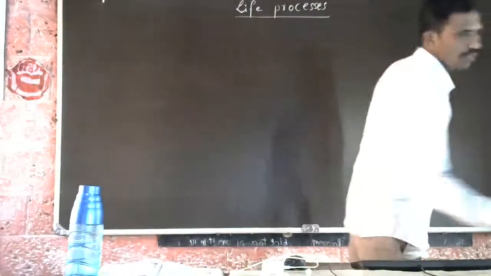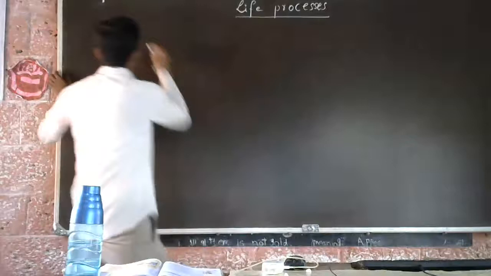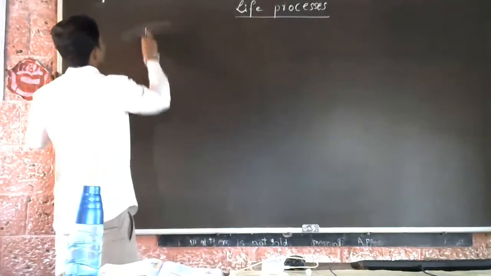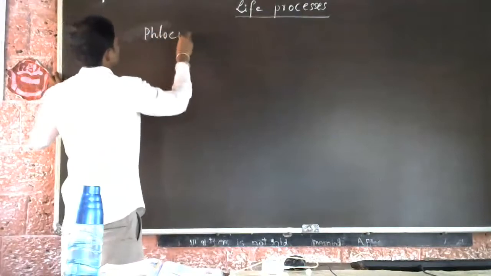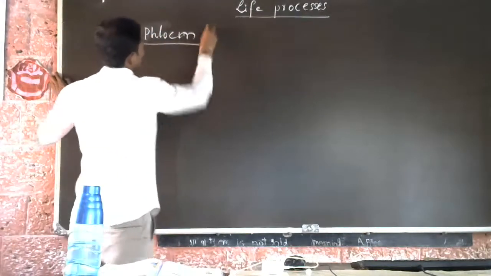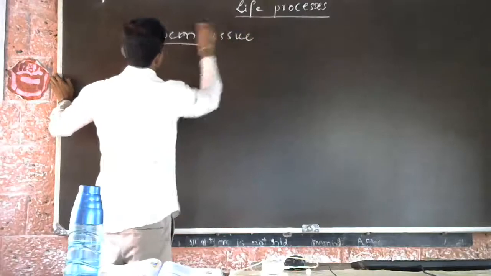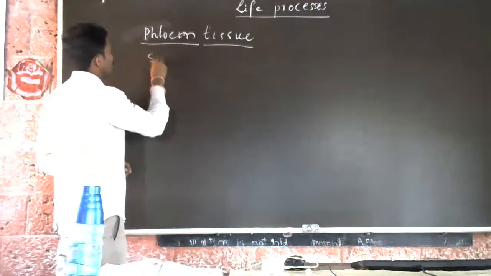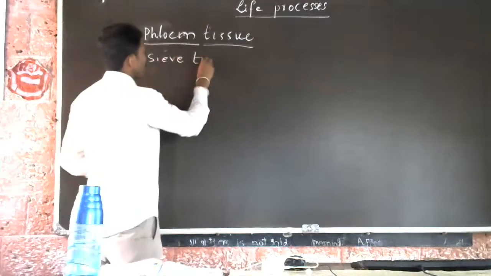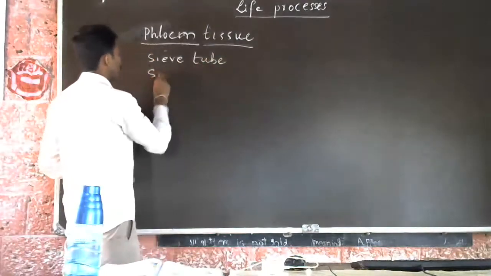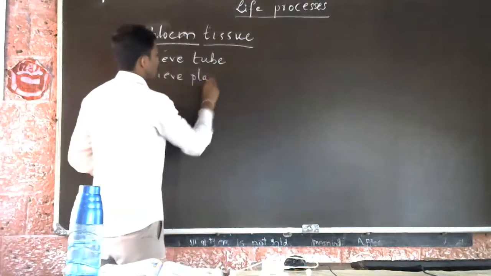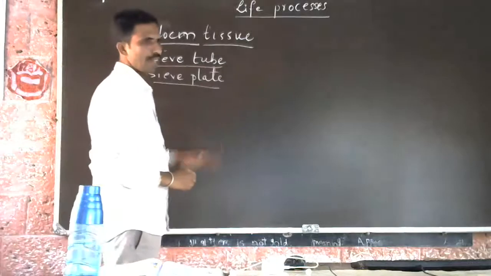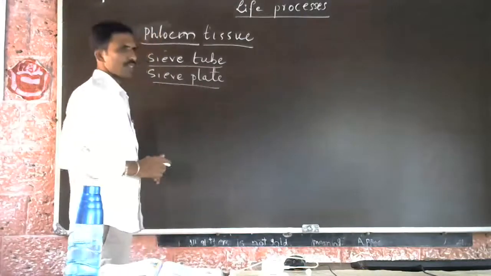So phloem tissue. See, here sieve tubes are there. Sieve tubes are very necessary, and sieve plates are there. These are the two cells which mainly help in the transportation, and companion cells are there which help the transportation of food.